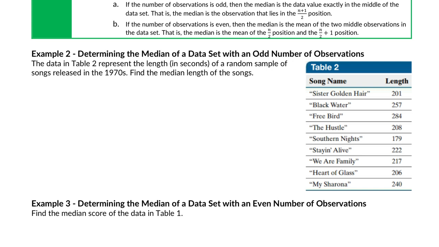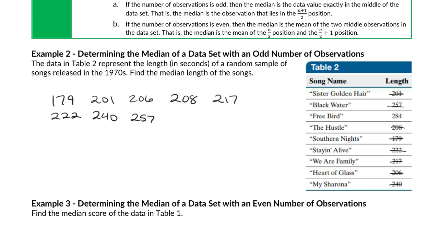What is the shortest song on there? 179. What's the next shortest song? 201. So what I like to do when I'm doing this is I like to mark them out. Don't make it too dark in case you need the number later. But like that way, kind of like when we did the frequency table, I saw some of you doing this. This is a good idea. After 201, what's up next? 206. And then 208, 217, next, 222, then we had 240, then we have 257, and then 284.